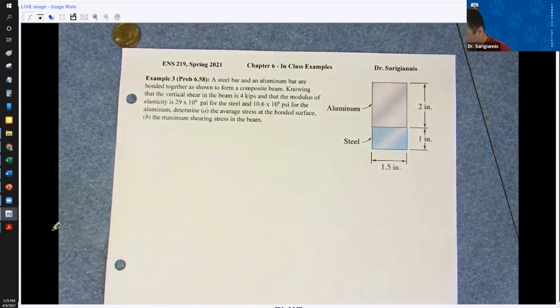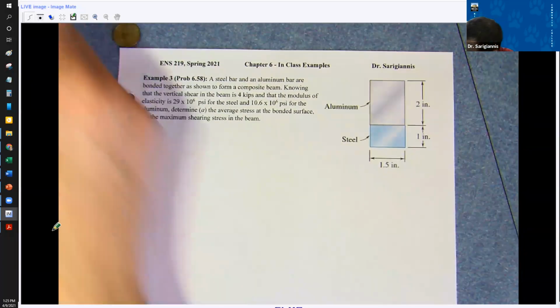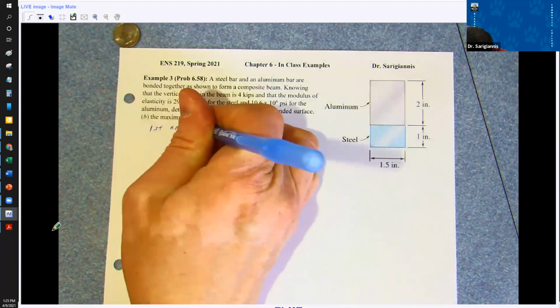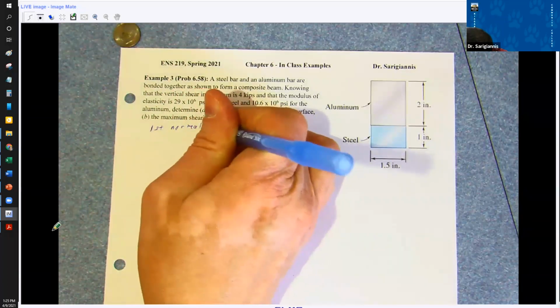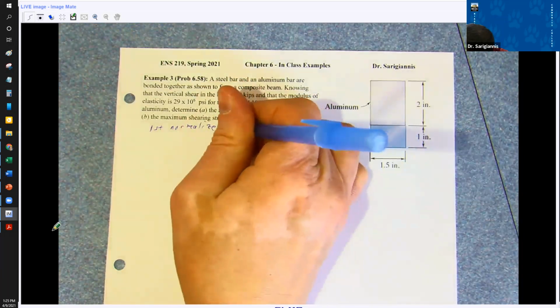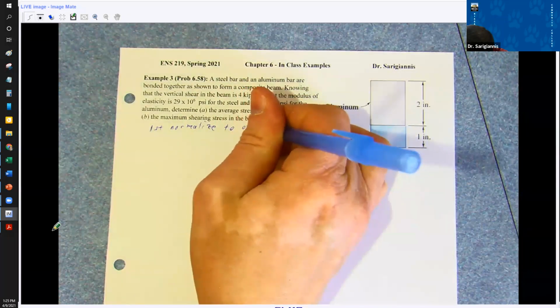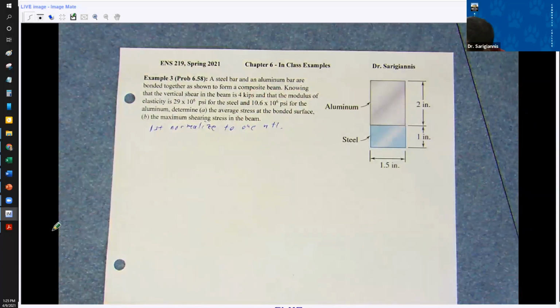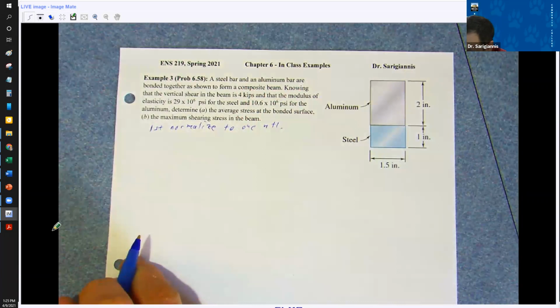All right, so the first thing we're going to do is normalize to one material. I'm going to choose aluminum.